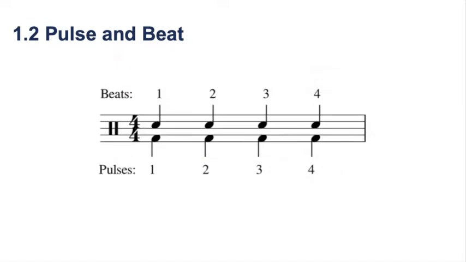So it is crucial to set some boundaries to prevent becoming overwhelmed with options. Let's begin with the most accessible variants and build our rhythms off of the beats rather than the pulses. And let's use the 4/4 time signature.